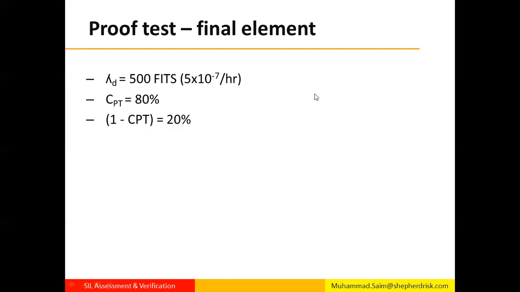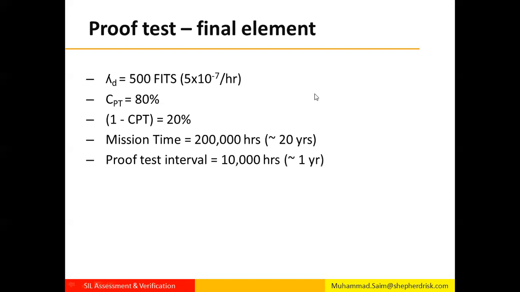We have a CPT of 80%, that is proof test effectiveness of 80%, and 1 minus CPT of 20%, that is 20% of the dangerous failures are not detected in the proof test. We set a mission time of 200,000 hours, that is around 20 years. That means that after 20 years, we will replace the hardware or carry out a major overhaul. Our proof test interval is 10,000 hours, around 1 year.